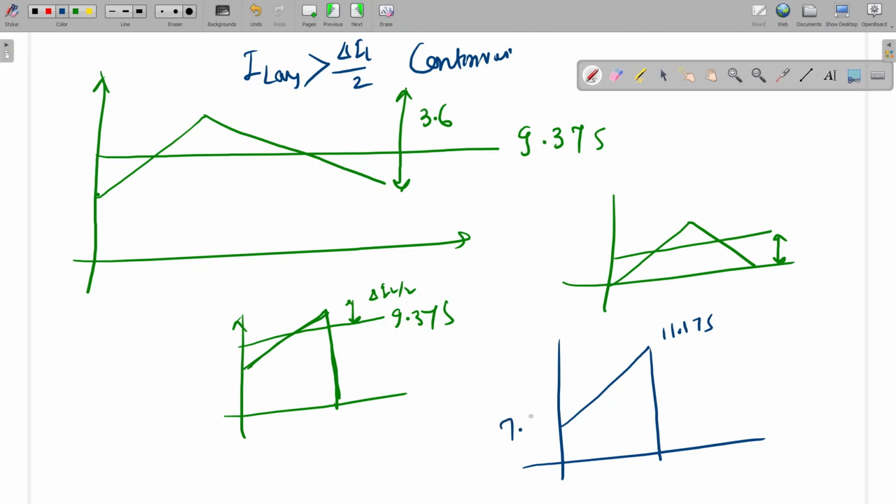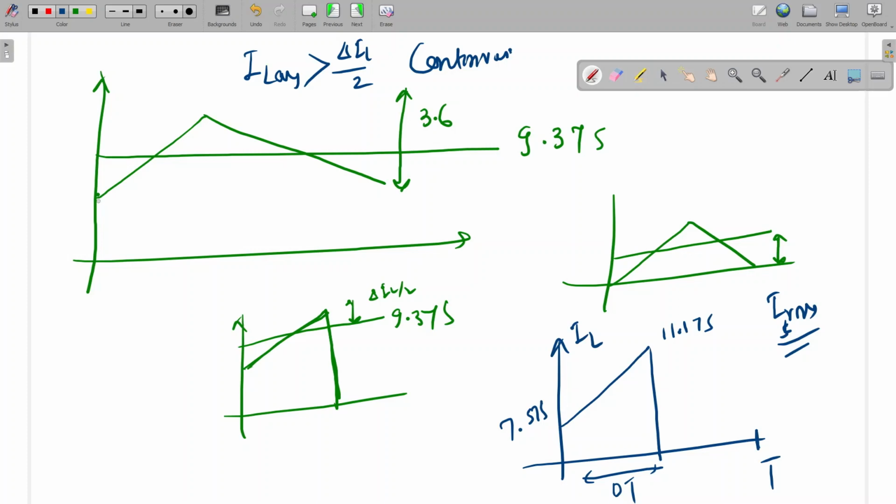This will be 7.575. This is dT and this is T. So this is the inductor current or source current waveform. With this waveform you can calculate the RMS, I_S RMS. See how I am calculating.